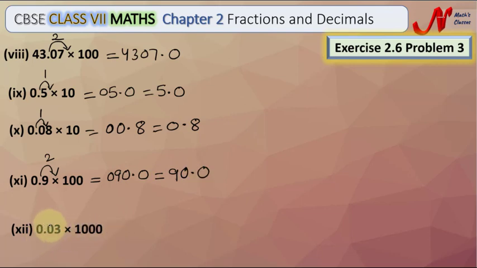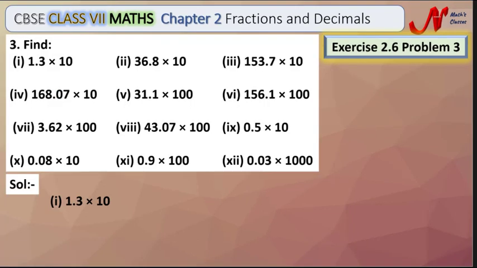Here we have three zeros, so we shift the decimal point to the three places to the right. So it can be written as 003. After 3 we add another 0, so we keep the point. So it can be written as 30.0. Now we solve the third problem of exercise 2.6. In this problem there are 12 bits given. First we solve the first bit.